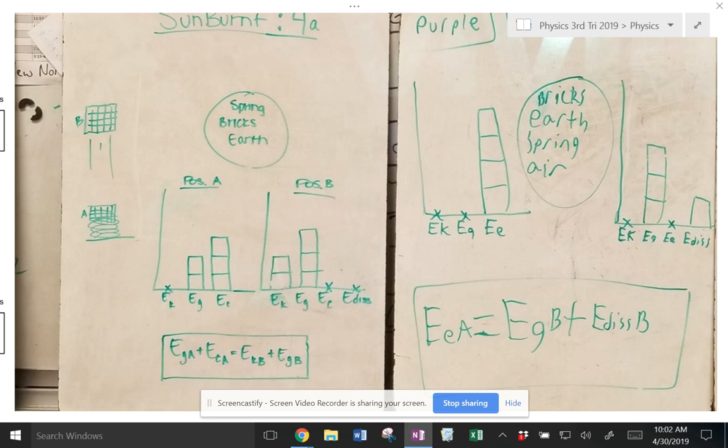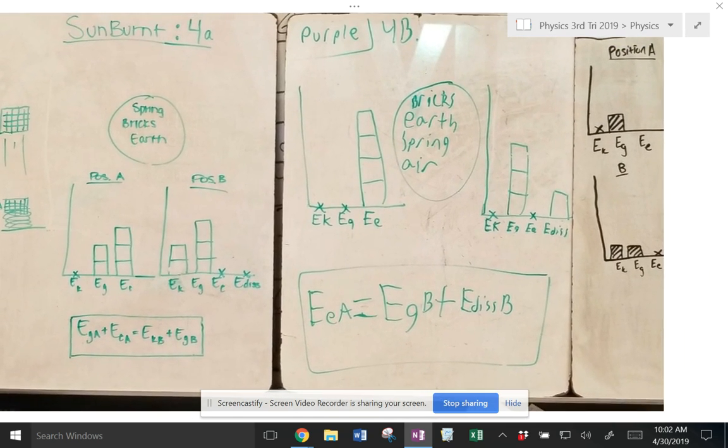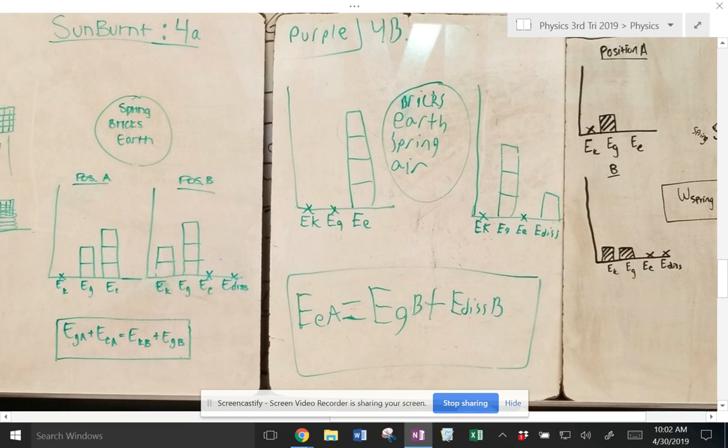And so yeah, if you didn't catch it there, the equation goes EGA plus EEA equals EKB plus EGB. Why do you guys have EK in B? I accidentally... I don't know, I'm just asking. What does it tell you in the problem that tells you there's an EK? There's motion. It's moving. It says velocity is not 0, correct? Yeah. So there you go.